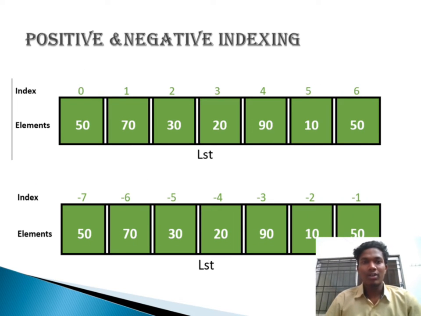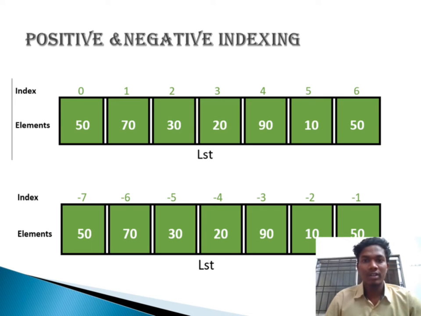Here we discuss the topic of list positive and negative indexing. Positive indexing starts from first to last. Here we take a list of 7 elements: 50 index 0, 70 index 1, 30 index 2, 20 index 3, 90 index 4, 10 index 5, 50 index 6.